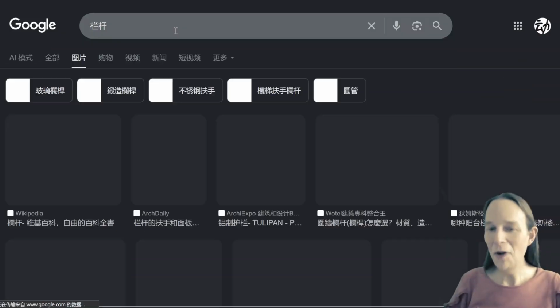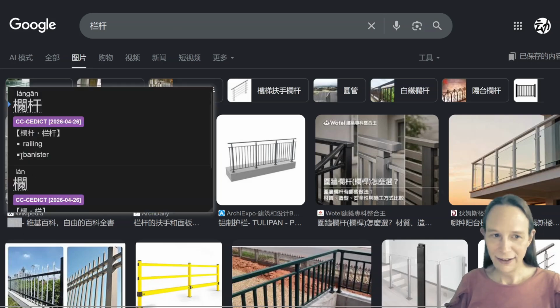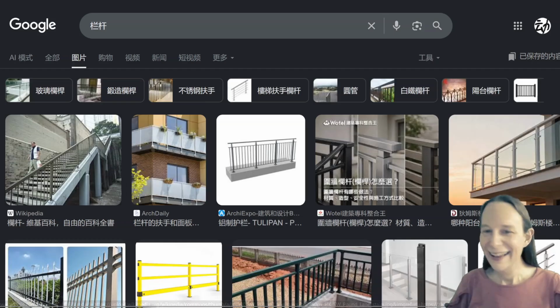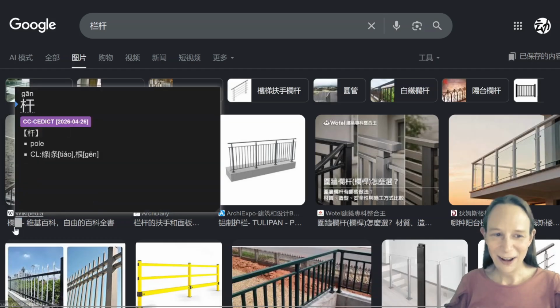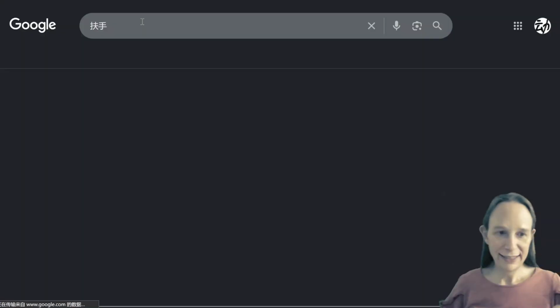栏杆. So 杆 is a pole. There's different types of poles. So we got this kind of pole, right? So you can hold on to it. So 扶手. Is it the same as 扶手?